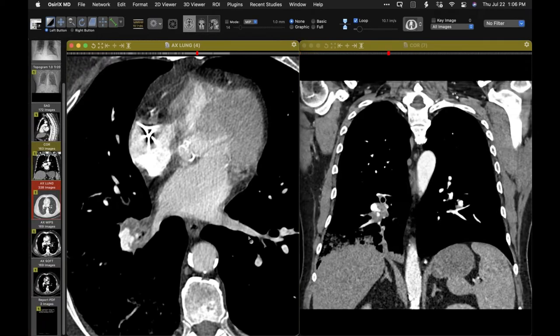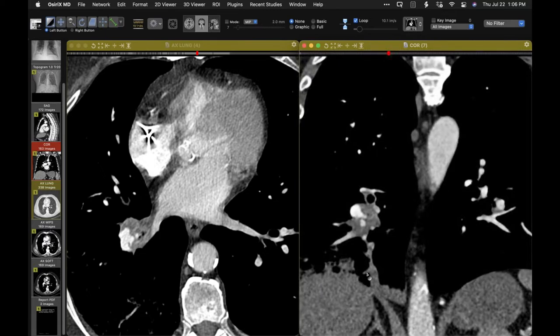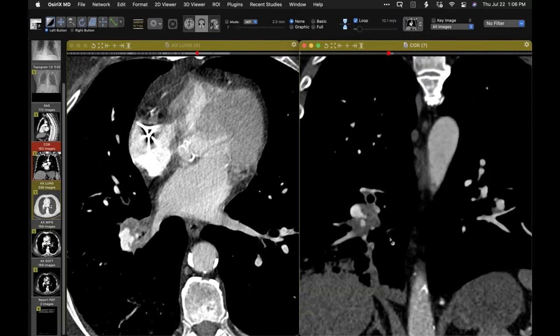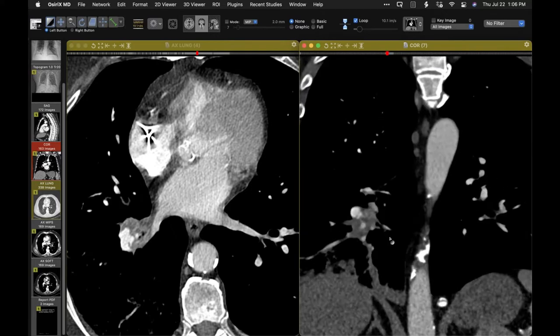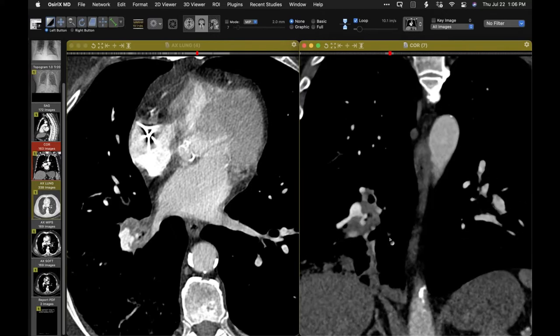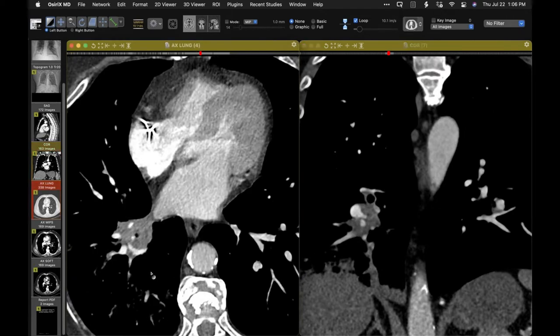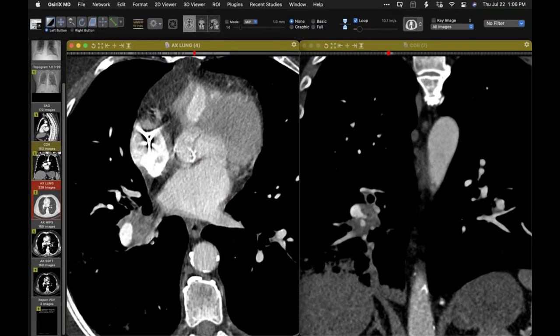So at this level, it corresponds to this region here, in which we can see the same findings. So there is disruption of the medial wall of the pulmonary artery with the passage of the contrast opacified blood into the lumen of the adjacent bronchus, and then more distally. One can see that these airways are quite abnormal.